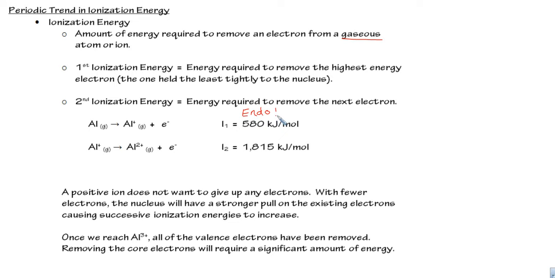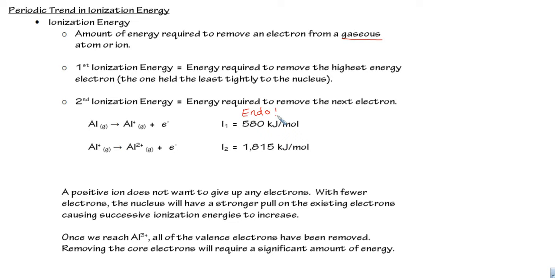And again, think about it in this way, that I've got the positive nucleus and the negative electrons. Opposites attract. Some atoms really want to lose electrons, but you're still going to have to add a little bit of energy to remove that electron from the attraction of the positive nucleus. So they'll always be reported as positive endothermic values, usually in units of kilojoules per mole.